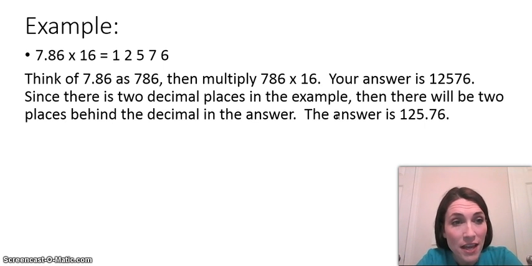And that makes more sense, right? If we were multiplying something close to 8, which is what 7.86 is, times 16, 125 would be a much more reasonable answer than 12,576. So we're going to go ahead and take a look at some practice problems. I want you to work through these on your own and then check your work with mine.